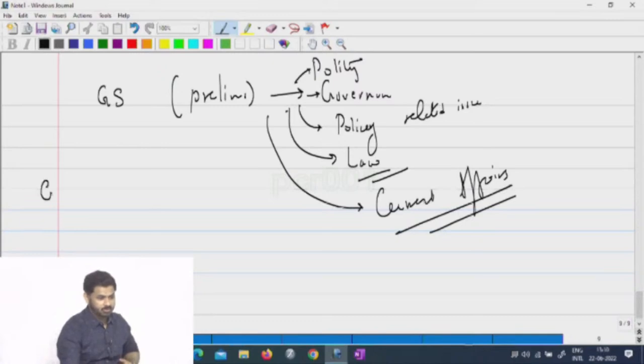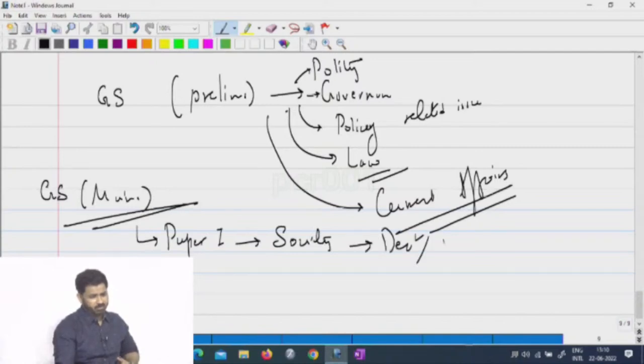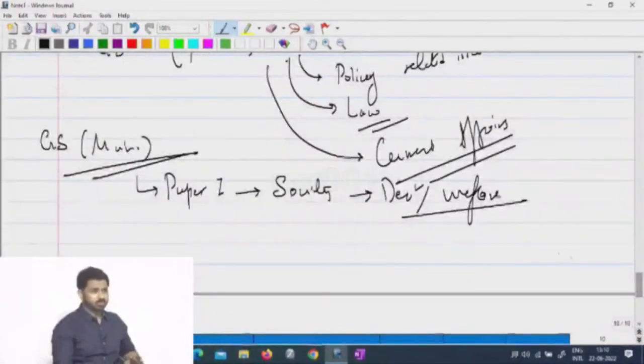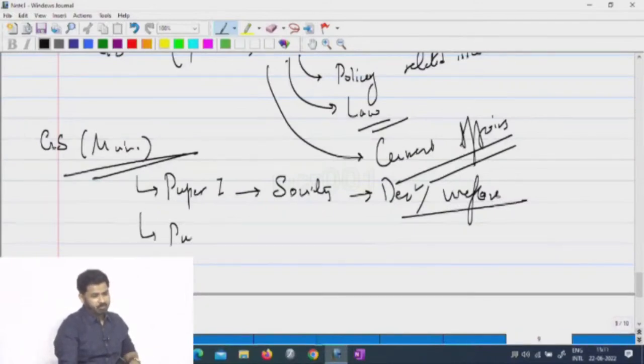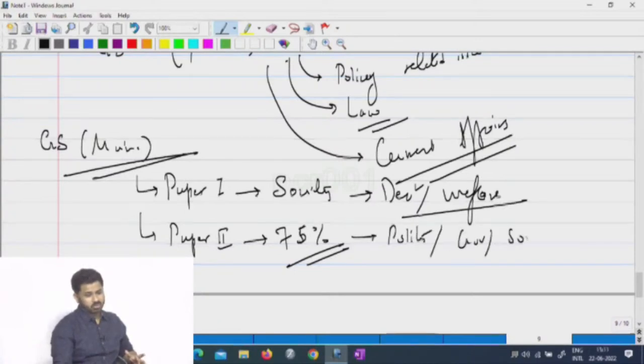Okay, and for GS mains, I will say in paper 1, there are some issues related to society, which is related to development and welfare. You will have a better understanding of that. Of course, because you have understood society better, like the Riggsian model and those things. So it helps there. Paper 2 of GS entirely, except for bilateral aspects, right? So I will say 75% or maybe 80% of paper 2, which includes what all? Polity, governance, social justice. All these areas, it will help you.